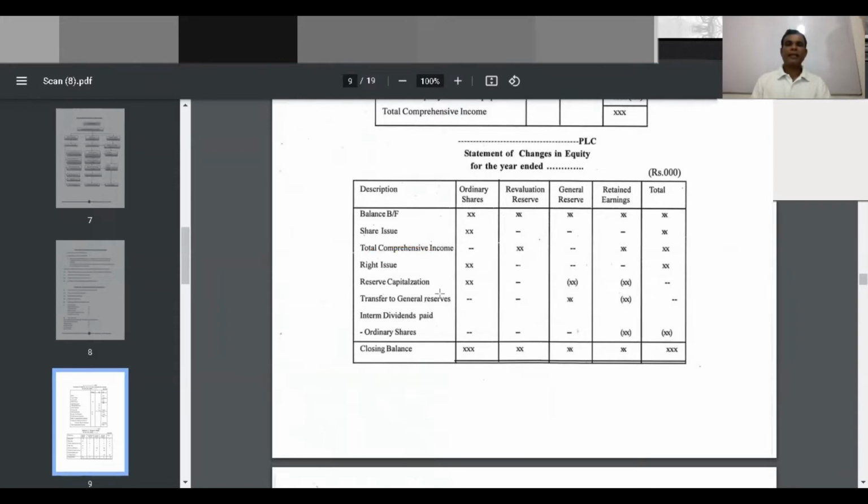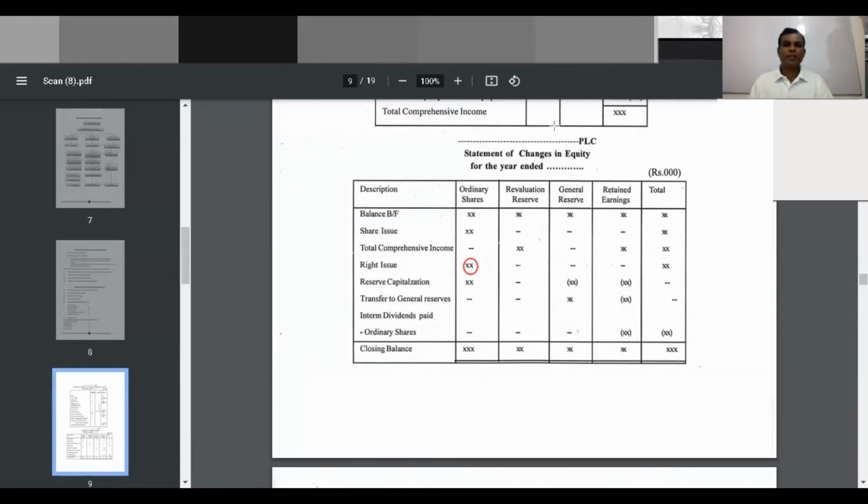If there is any rights share issue, the board of directors may decide to issue rights shares. Normally rights shares are issued to existing ordinary shareholders. If a rights share is issued, the double entry is cash control account debit, and ordinary share or stated capital account credit. So the stated capital column value increases.